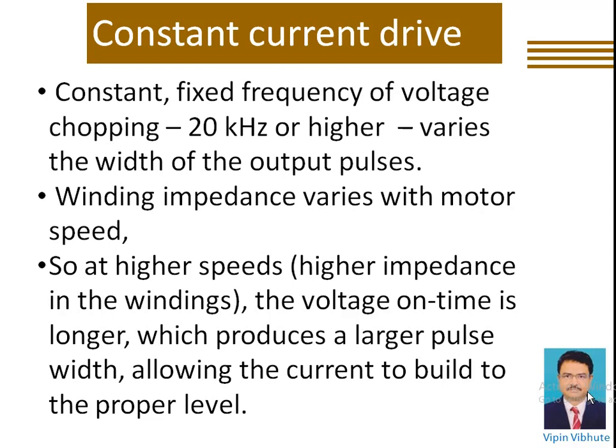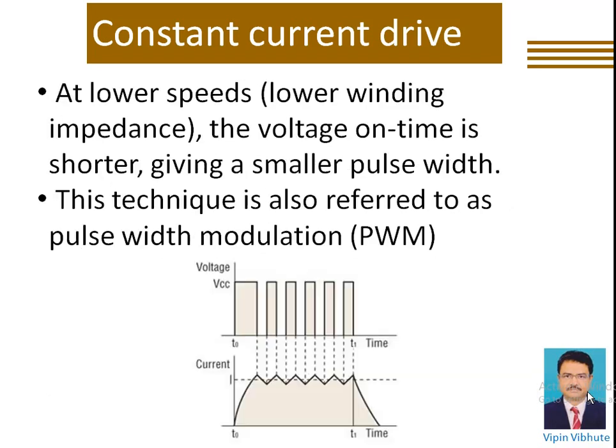So the voltage on time is longer, which produces a larger pulse width, allowing the current to build to a proper value. This means the on time of the PWM increases. As the time increases, it gives time for the current to build up and settle to the rated value. At low speed, the on time is shorter, giving small pulses. As you are aware, this is known as the PWM technique.